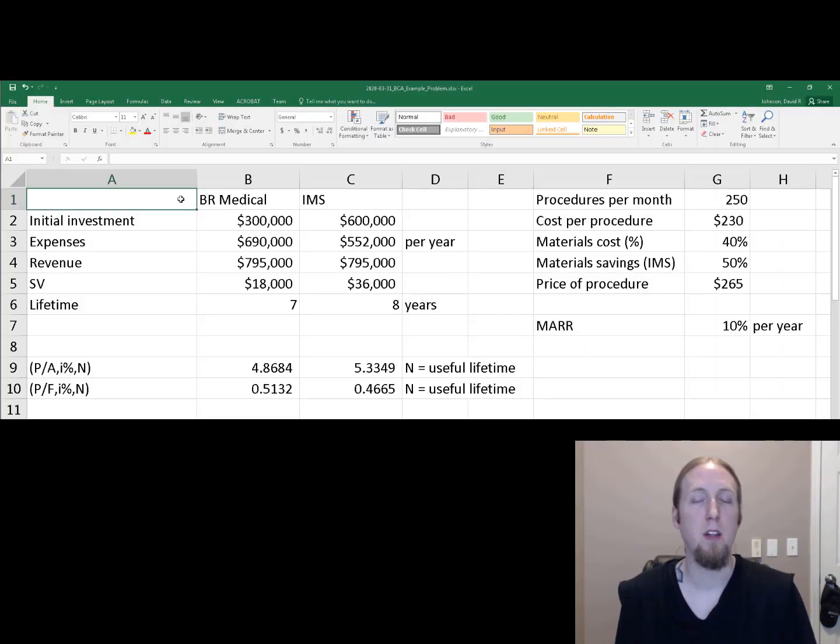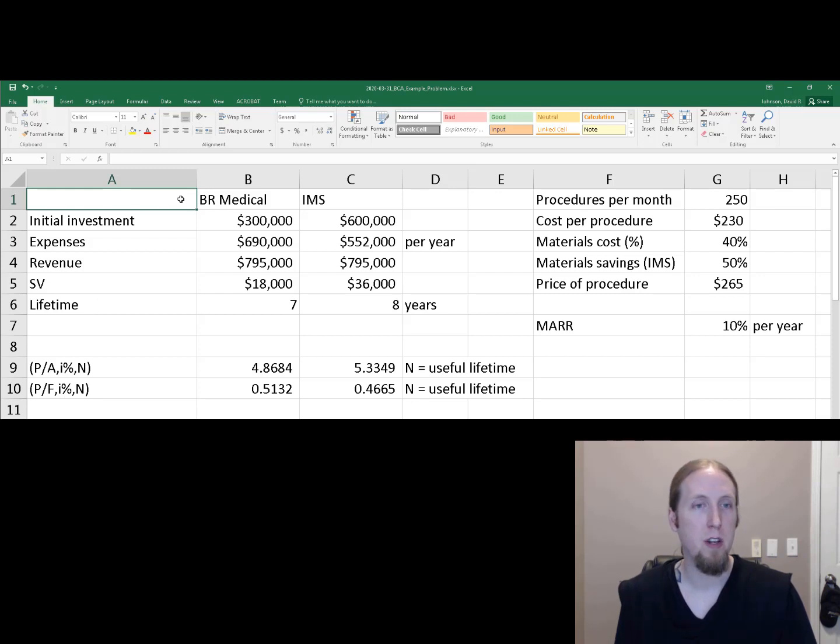If we look at Excel, you can see that we've got everything laid out the same as in the problem statement, and I've also added our conversion factors for P given A and P given F, where N is equal to the useful lifetime for each of the devices.